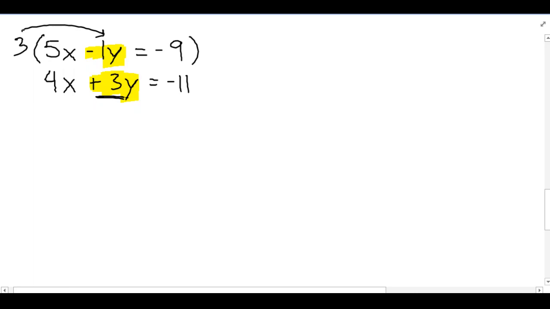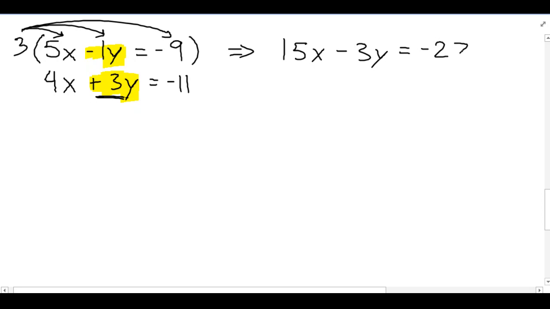So the only problem is when you do this, you have to make sure you multiply it to every single number. That way you don't get any errors. It keeps the equation true. So I have here 3 times 5x is going to give me a 15x. 3 times a negative 1y is going to give me a negative 3y. And 3 times negative 9 is going to give me a negative 27. Okay? That's my new equation for the first one up top.